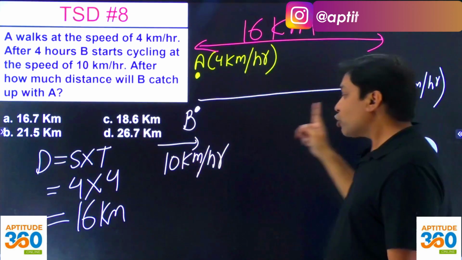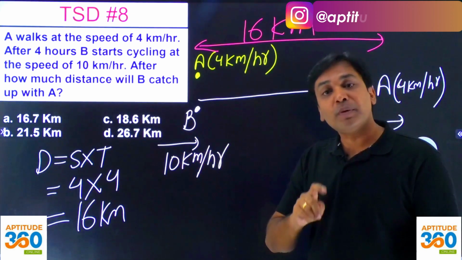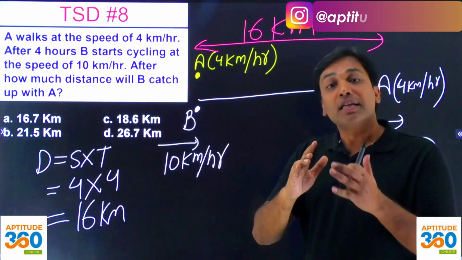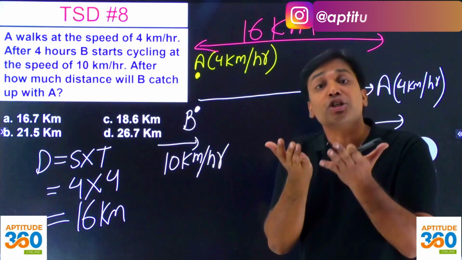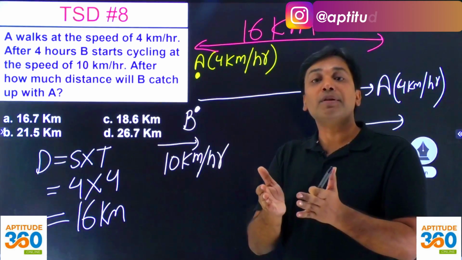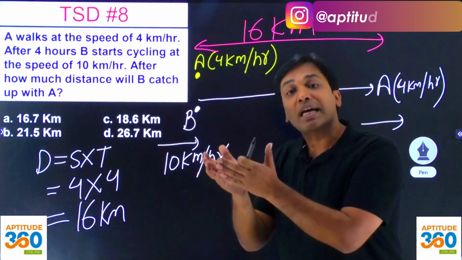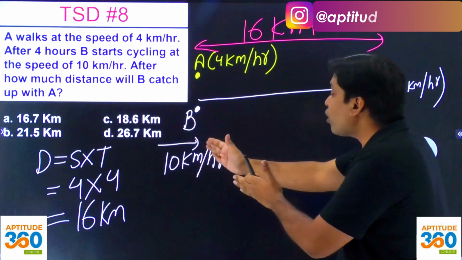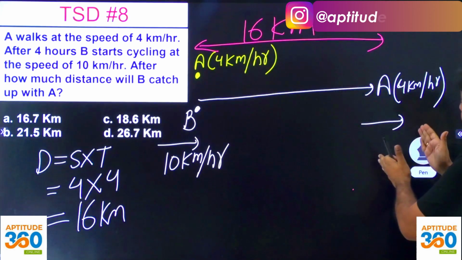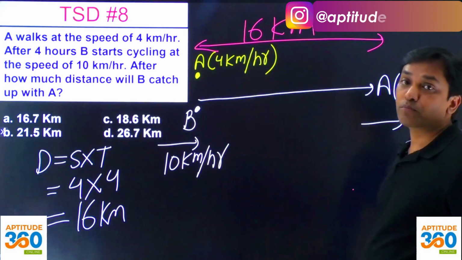Relative speed, because both of them are moving in the same direction, is going to be 10 minus 4, which is 6 kilometers per hour. And what is the interpretation of saying this? 6 kilometers per hour is the relative speed. This means that B is going to be running 6 kilometers more than that of A in 1 hour.